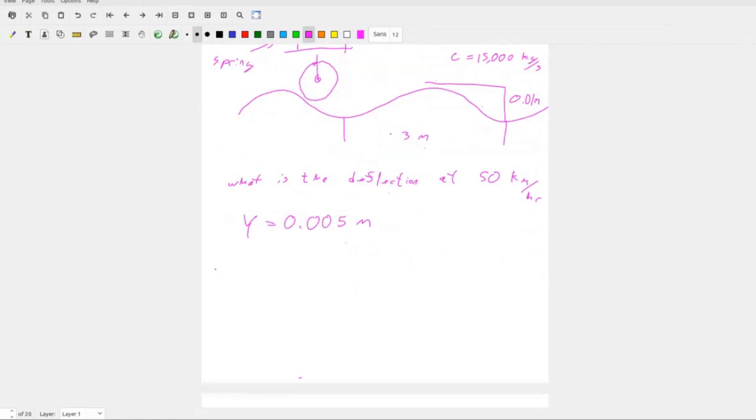Velocity, so v needs to be in meters per second. That equals 50 kilometers per hour times 1,000 meters per kilometer times 1 hour per 3,600 seconds. Multiply all those through, cancel your units, and I get 13.88 meters per second.